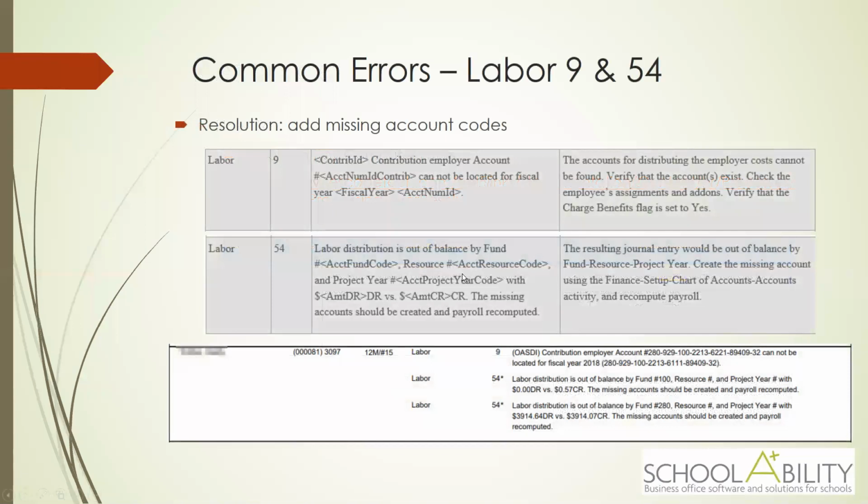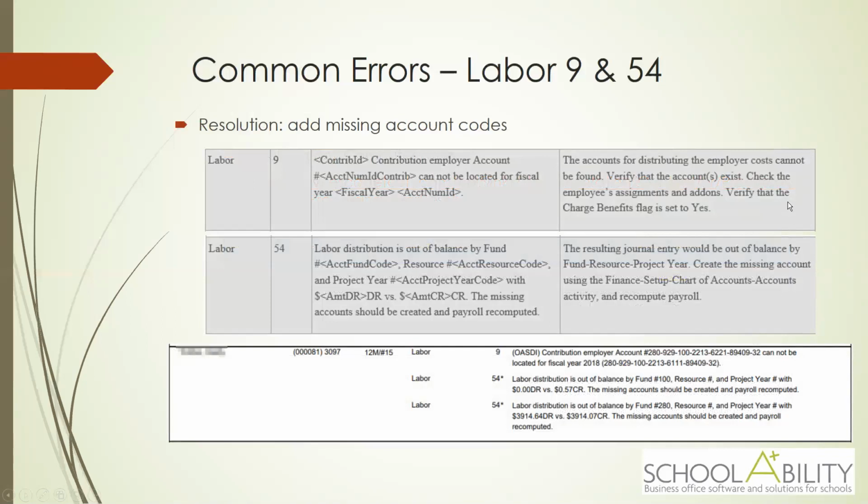So now we're going to go into a couple of common errors that I've seen as I was helping users. So this first one is a labor 9 and 54 error. When the system generated the report, it identifies that the contribution employer account cannot be located. So what this means is that the system does not have these account codes, so they're missing and they need to be added. This is a description from that web page that identifies the labor 9 and the labor 54.